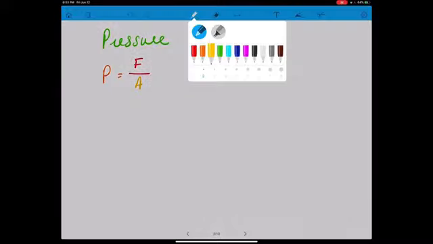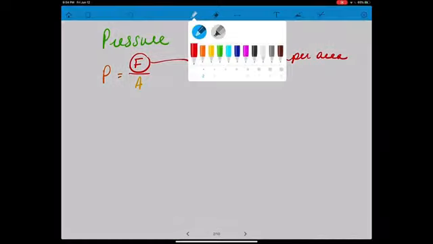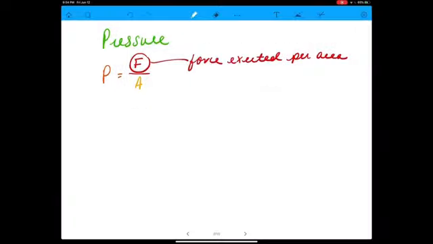So I guess you have your force exerted per area, so basically amount of force exerted per area. Sorry, that was kind of obnoxious.